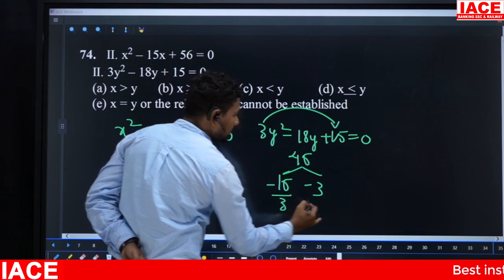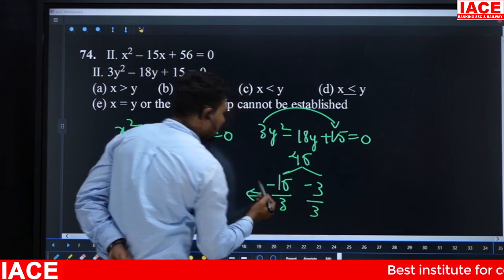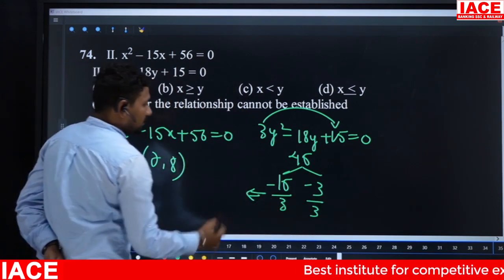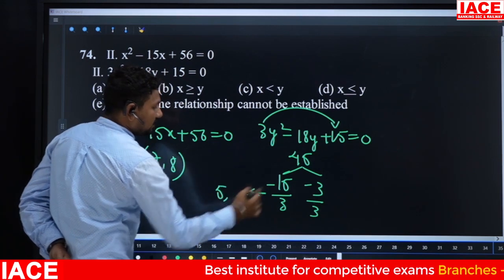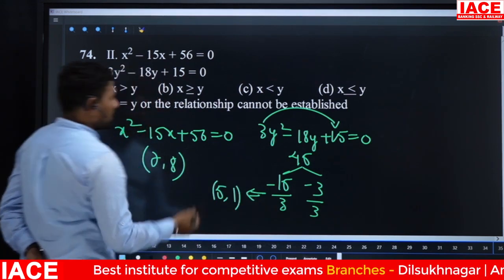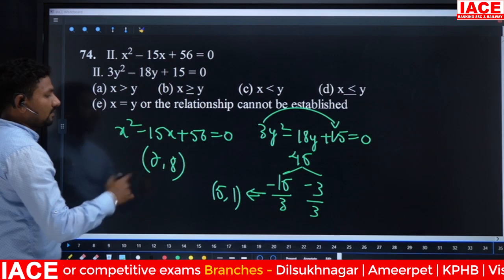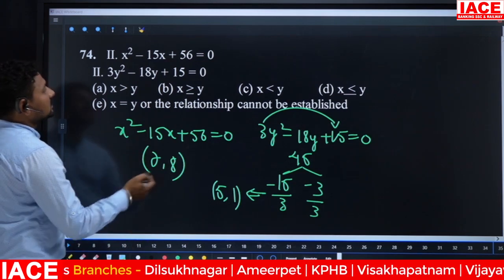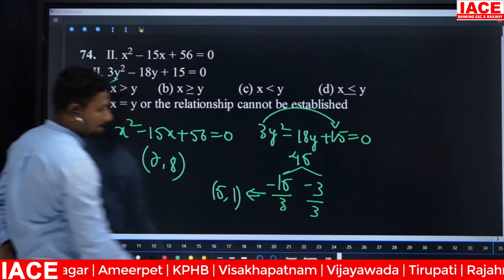What was the number initially multiplied, the same number you divide it. Minus 15 by 3 will get 5 and 3 by 3 will get 1. 5 comma 1. Compared to 5 comma 1, 7 comma 8 factors are bigger, so x is greater than y. Our option is A.